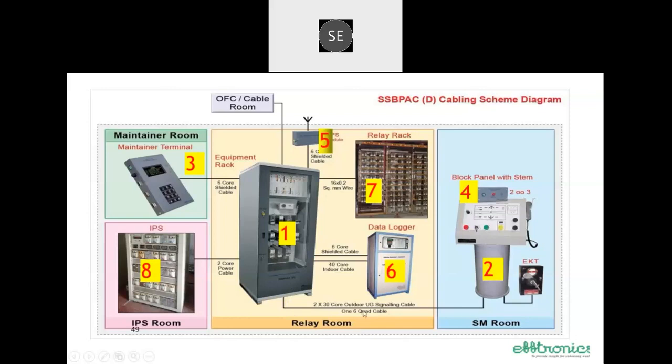For block operations, or for wiring between the block panel and equipment rack, underground signaling cable or jelly filled cable is used between these 2 units. The remaining shielded cable is used between the equipment and subsystems. And 16 into 0.2 multi-strand cable is used for interfacing purposes, wiring station signaling interface relays. And a 40 core cable or a 60 core cable is used between the block instrument and data logger for wiring relays. So this is all about the wiring scheme, or cabling scheme, and how the subsystems are connected together.